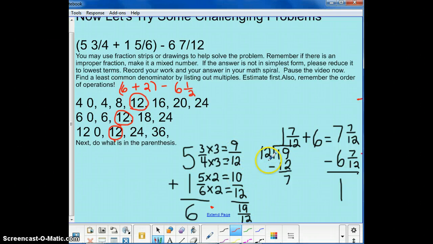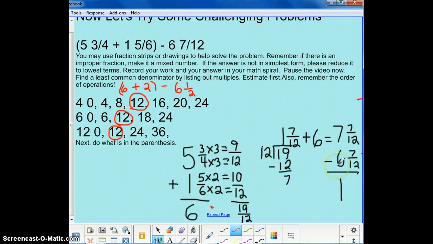That's improper, so I take my denominator, make it my divisor. Okay, 12 goes into 19 one whole time. 1 times 12 is 12. I subtract, I get 7. My remainder becomes my numerator, and this becomes my denominator. Plus 6, okay, is equal to 7 7/12. This is where I got my 6.